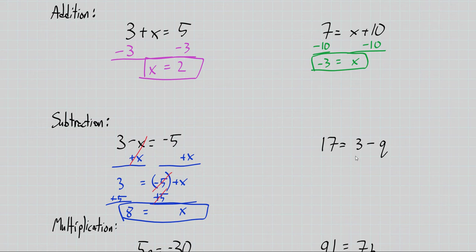Try another one over here. 17 equals 3 minus q. I have the same problem again.